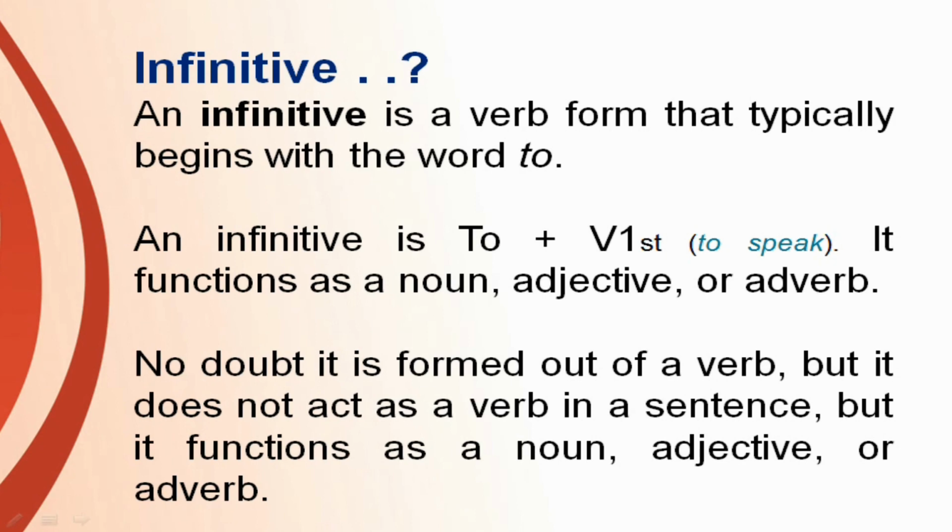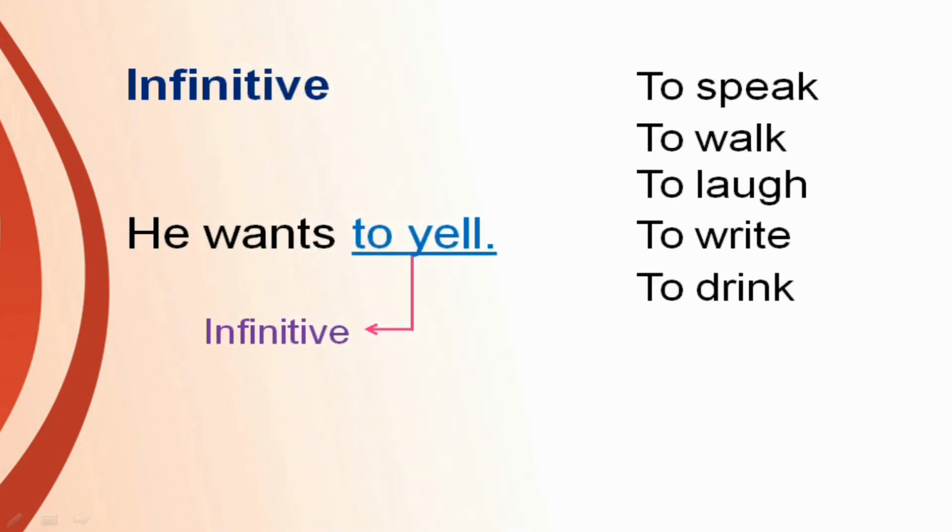No doubt it is formed out of a verb, but it does not act as a verb in a sentence, but it functions as a noun, adjective, or an adverb. Let's have an example of infinitive. He wants to yell. In this sentence, to yell is an infinitive because it is to plus verb first form, that's why I call it infinitive. And this to yell is an object of this sentence and it functions as a noun. This infinitive verb functions as a noun in this sentence. To speak, to walk, to laugh, to ride, to drink are the examples of infinitive verb.